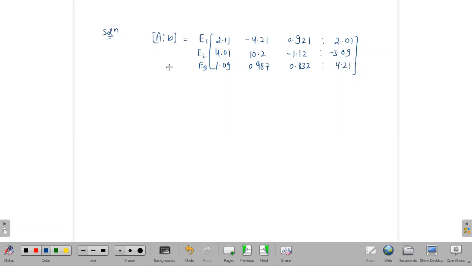So now don't make these elements 0. Here you have to use scaled partial pivoting first. So find the scale factors. So scale factors.